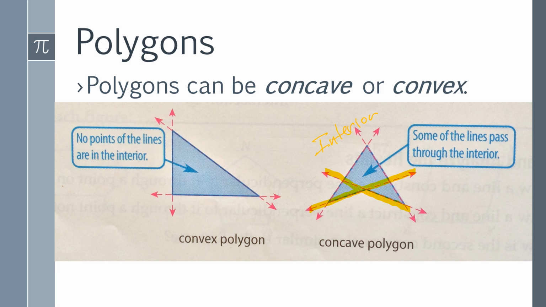Here and here, right? So that's got interior points there. That's why it's not a polygon.